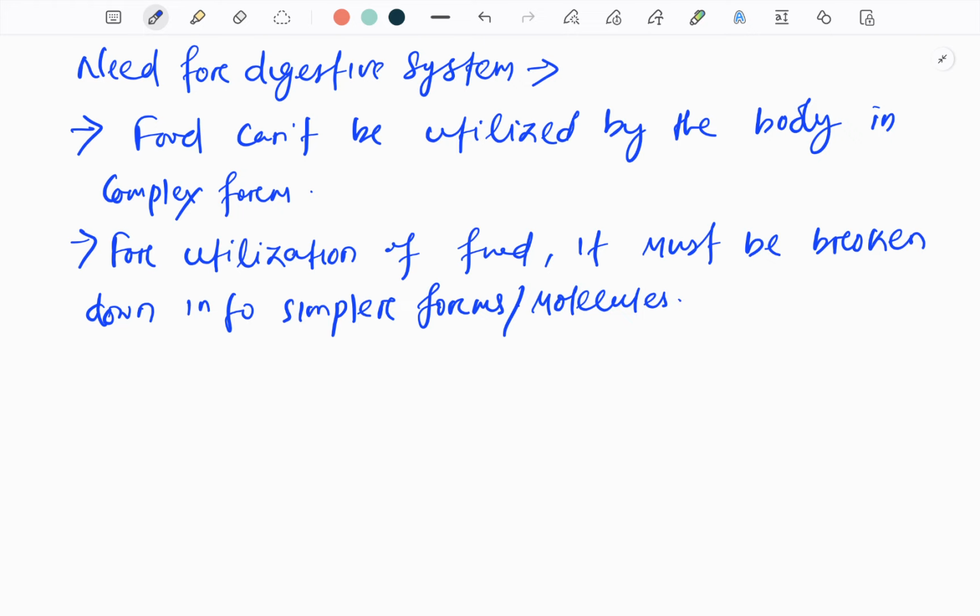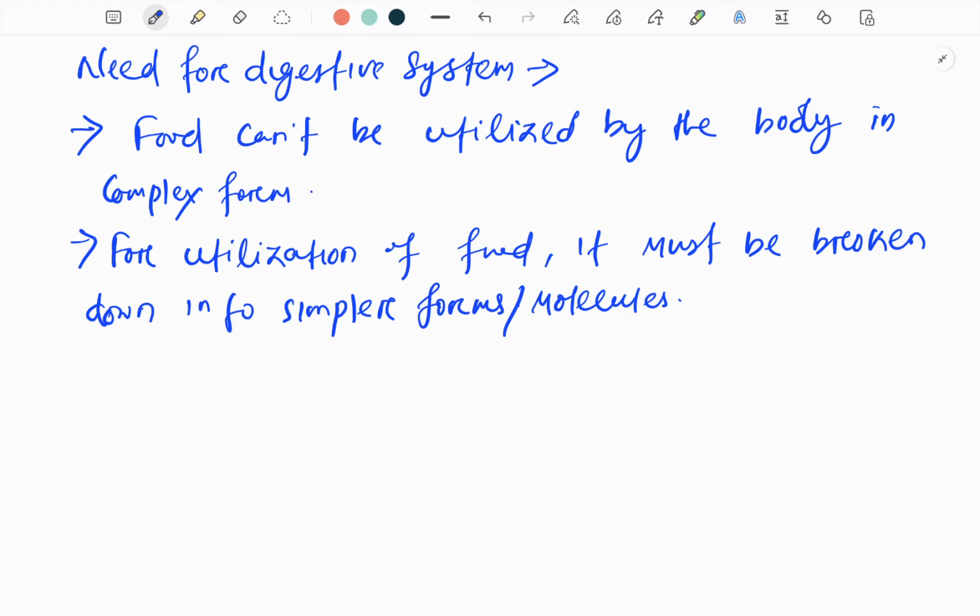For example, we eat carbohydrate, so the carbohydrate molecules are converted into glucose. The body can utilize glucose. The body cannot utilize carbohydrate. The proteins are converted to amino acids. The body can utilize amino acids for several purposes. Fats are converted to fatty acids or glycerols. So in this way, different complex food substances are converted into simpler substances.